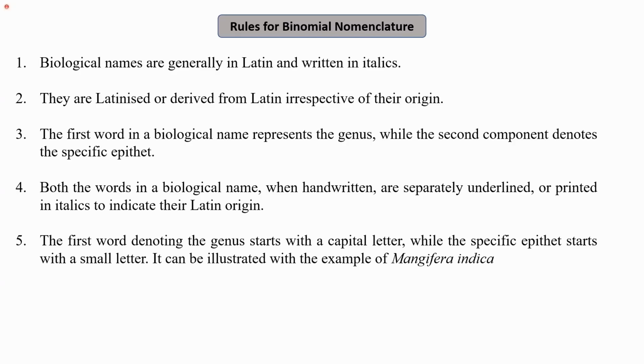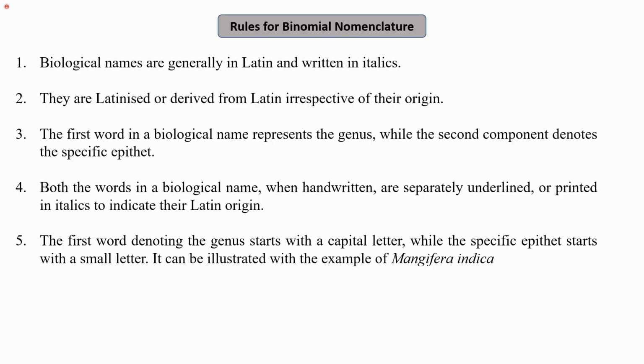So usually, if I follow the Western nomenclature of my name, it should be Garg Akansha. So the first part represents whatever I am getting from my family, right? If I belong to this family, my surname will be considered as the first part. So similar is the case of genus and species. The first word in a biological name represents the genus, and the second component denotes the specific epithet.